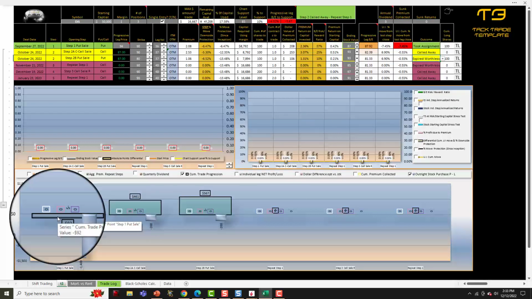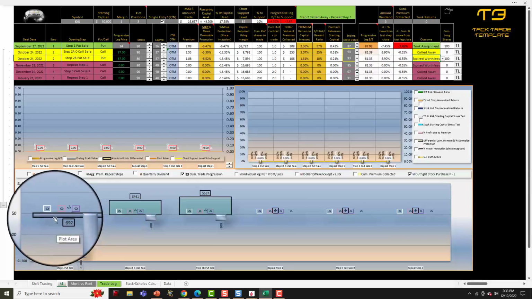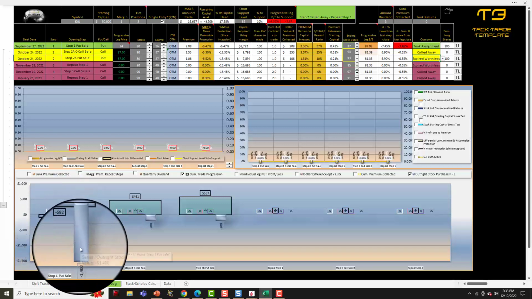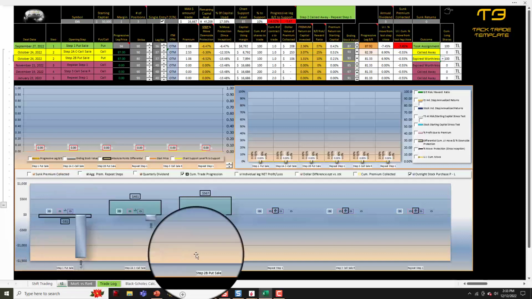In the first step, we were down $92, and the share purchaser was down $1,400.